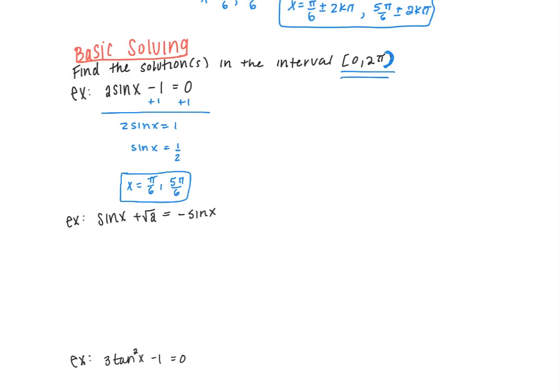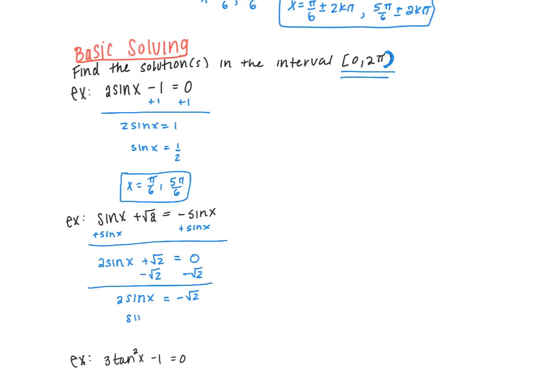Let's look at another example. This one has sine on the left side of the equal sign and sine on the right side of the equal sign. So first you need to get all the variables to one side. I'm going to add sine x to both sides. On the left side, we've got sine x plus sine x, that's 2 sine x plus root 2 equals, now we have 0. Now I can isolate sine. I'm going to subtract root 2 from both sides. So I have 2 sine x equals negative root 2, and divide by 2.